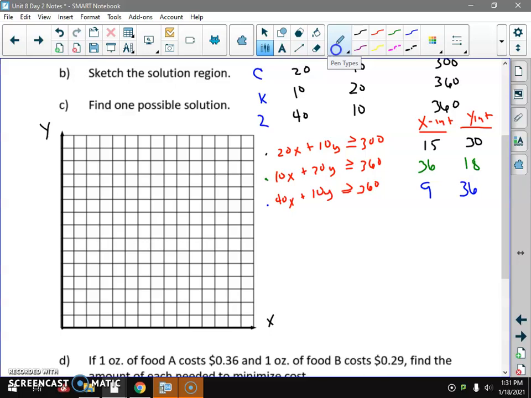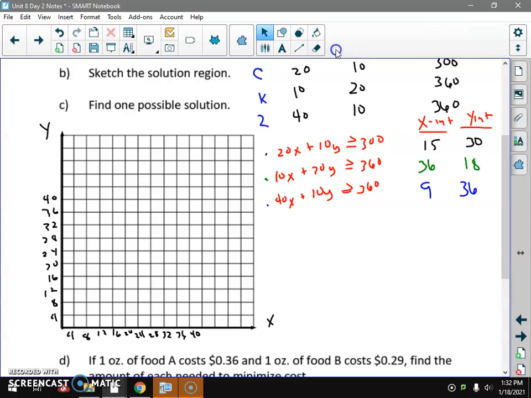And for units, I'm going to go, every box is 4. 4, 8, 12, 16, 20, 24, 28, 32, 36, 40. 4, 8, 12, 16, 20, 24, 28, 32, 36, 40. Don't forget we got X, which is food A, and Y, which is food B.